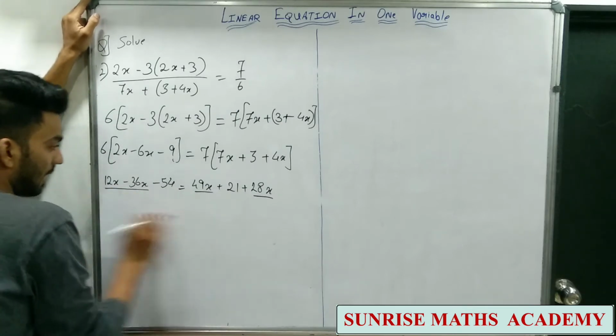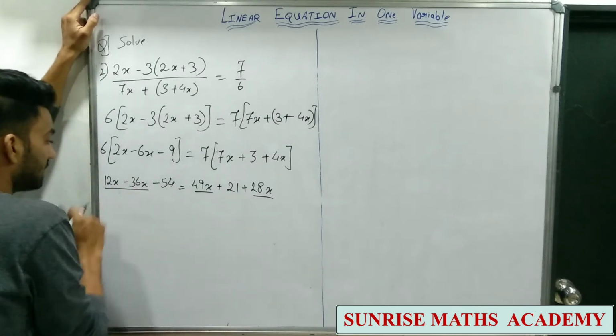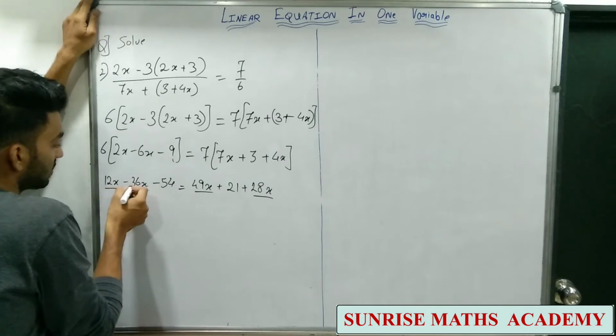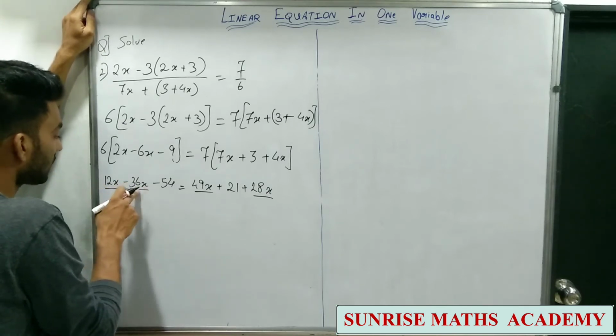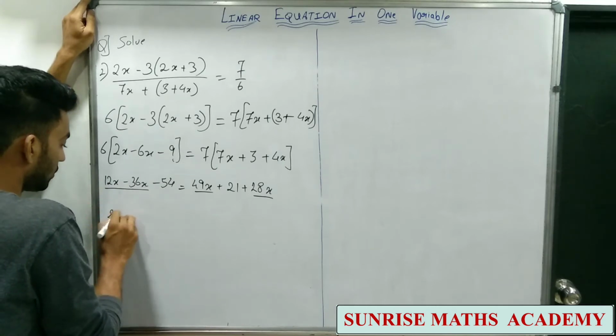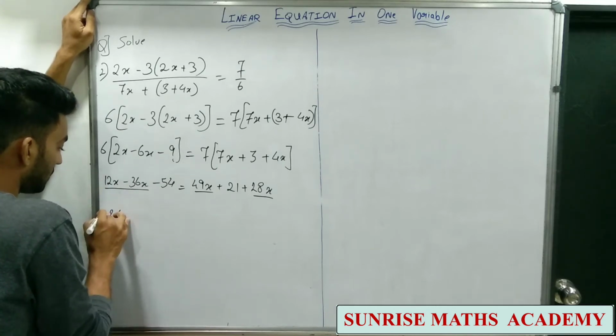Add or subtract. 12x minus 36, so minus plus is there, so we subtract. 36 minus 12 is 24, and greater number is negative.